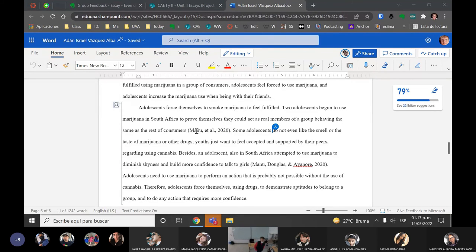Take a look at your partner's work. This is a very simple thing to find. Just glance down at each of the citations. Make sure they're at the end of the sentence. Make sure that you have et al. for three or more authors.